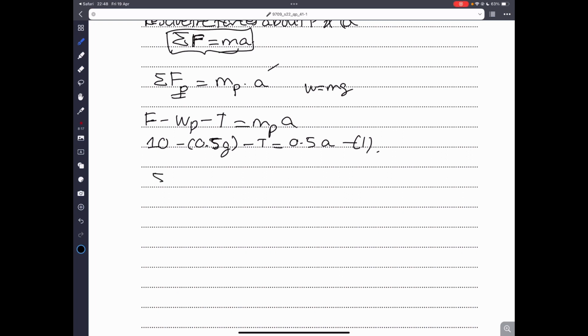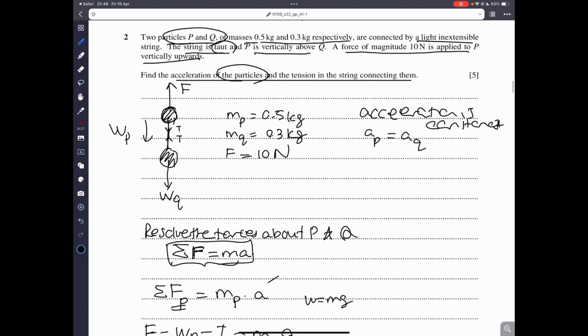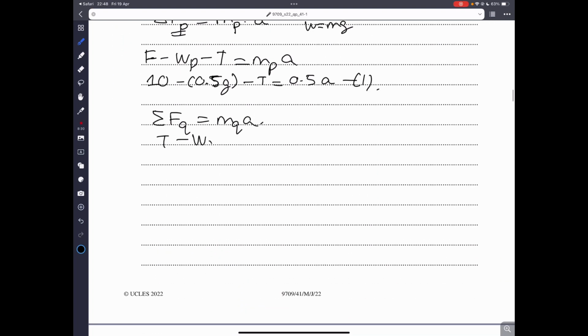Now we have to resolve in Q using the mass of Q. Okay, so for the mass of Q, we can see the tension is acting upwards and the weight of Q is acting downwards, so this is m_Q a. So we can substitute it. T minus 0.3, the mass of Q, times g, W equals mg, remember, equals 0.3 a. So this we can rearrange to put T on one side. So T equals 0.3 a plus 0.3 g. So this is our second equation.